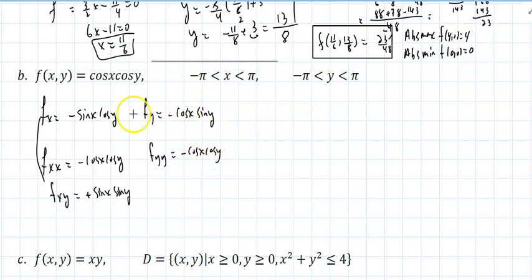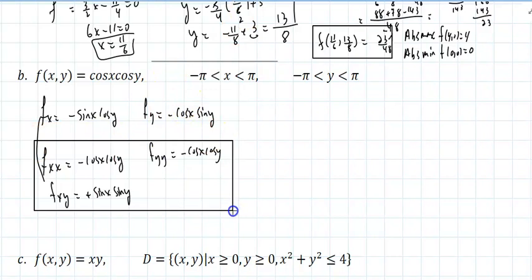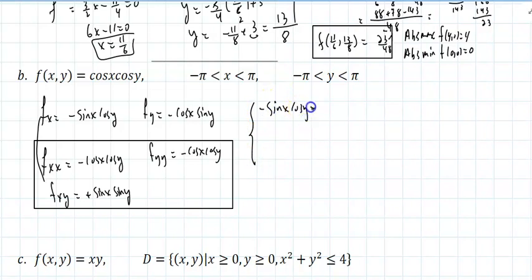Alright, so these values I need to figure out the maximum and the minimum, figure out D. For now, let me go over and figure out this system. f sub x, which is negative sine of x cosine of y equals 0, and negative the cosine of x sine of y equals 0. This means sine of x equals 0 or cosine of y equals 0. If sine of x equals 0, I'm getting x to be, where does sine equal 0? At 0 or pi.